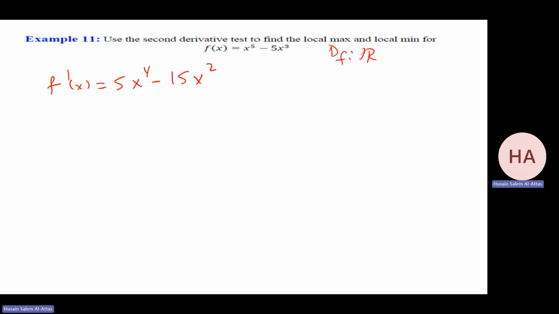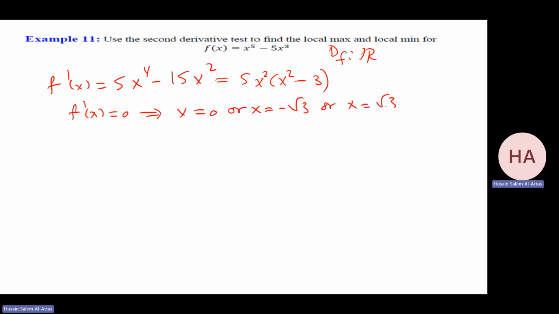So f double prime. Okay, I'll find the zeros first. So I have 5x squared, I have x squared minus 3. So f prime equals 0. That implies x equals 0 or x equals minus square root of 3 or x equals square root of 3.